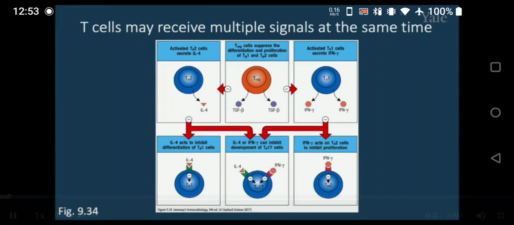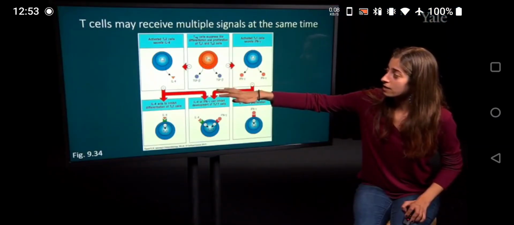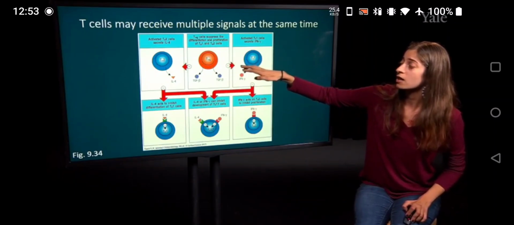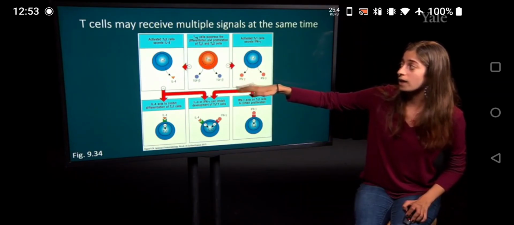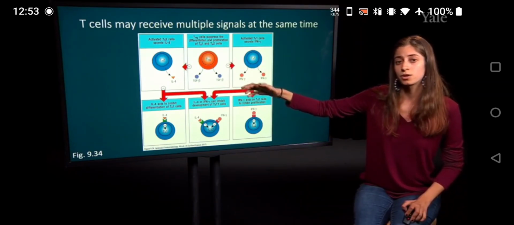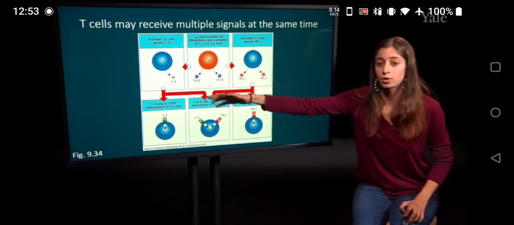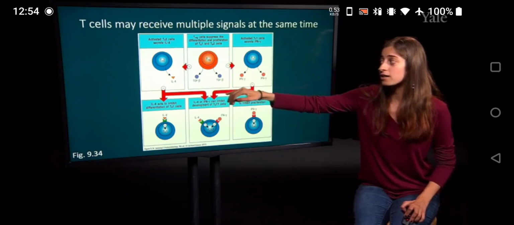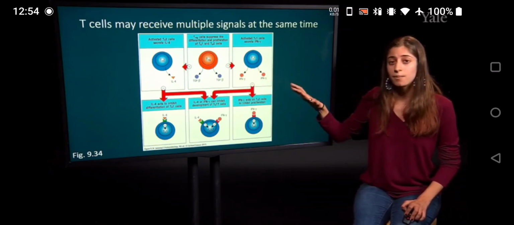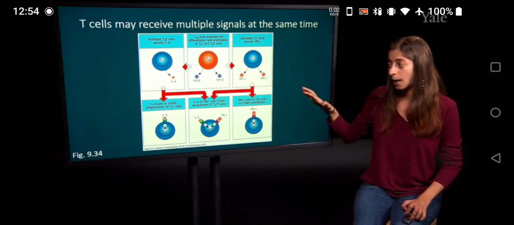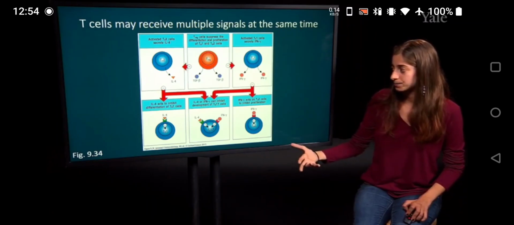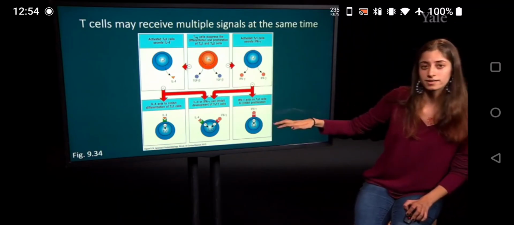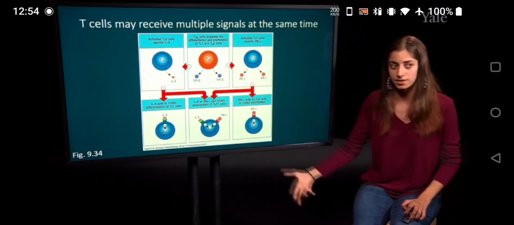So you can see here that activated Treg cells can suppress the differentiation and proliferation of Th1 and Th2 cells. So even if T cells are receiving their appropriate differentiating signals, if they're also seeing TGF-beta, they will not differentiate or become the helper T cells that they are supposed to become with the cytokines that are present. The same can be said for Th2 cells and Th1 cells and their effect on other subsets of helper T cells.